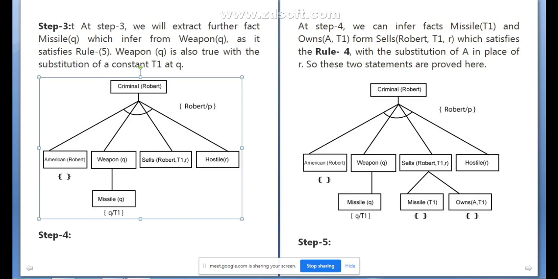ऑल कंडीशन आर ट्रू. We have to prove all these particular facts, that American robot is American, he has a weapon, and from this weapon Q we infer that the weapon is nothing but a missile, and it is replaced by Q. From weapon we infer the fact that is missile Q. So this way from the previous fact we are trying to infer the new facts, and in this way we are trying to prove all the facts are true.